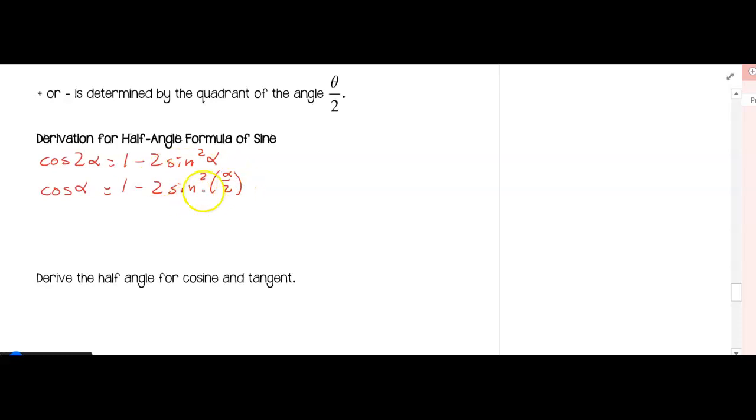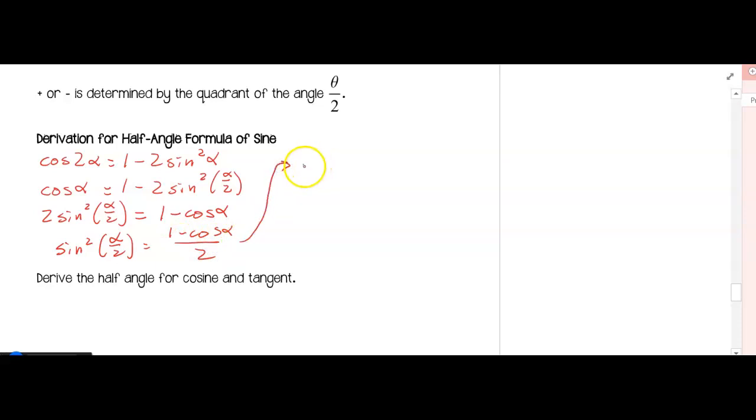Now what we need to do is just solve this for sine alpha over 2, and we will have our half angle identity. So I'm going to move the 2 sine squared alpha over 2 to the left and move the cosine over to the right. So I end up with 2 sine squared alpha over 2 is equal to 1 minus cosine alpha. I'm going to divide both sides by 2, so I get sine squared alpha over 2 is equal to 1 minus cosine alpha over 2.